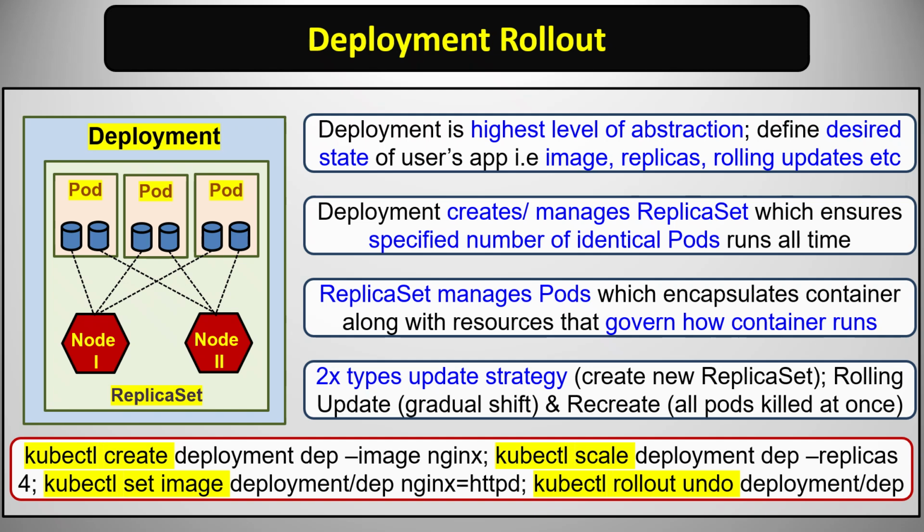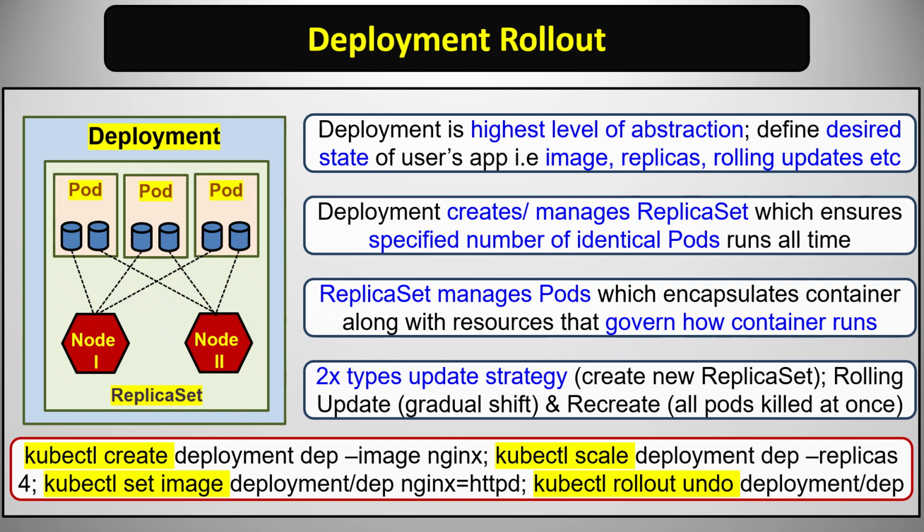When you update a deployment, Kubernetes actually creates a new replica set to reflect those changes. The old replica set is gradually scaled down while the new one is scaled up. There are actually two types of update strategies. The first one is rolling update, which is gradual and avoids downtime. And the second is recreate, which kills all the pods first and then recreates them.